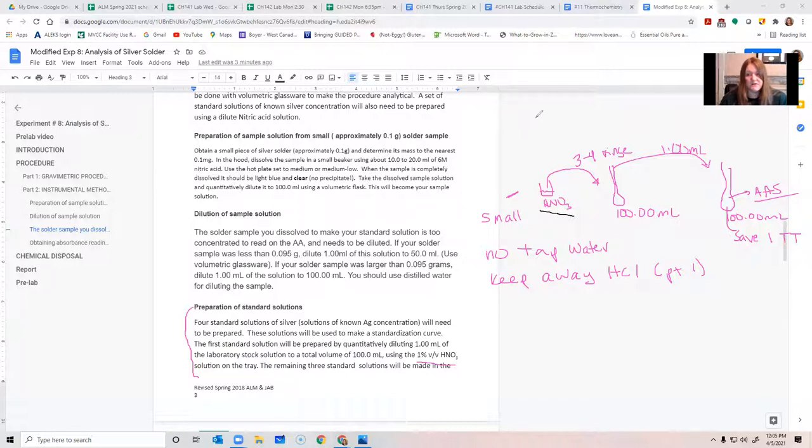It's either going to be 1 milliliter, 2 milliliter, 3 milliliter, or 4 milliliter dilution. And then you're going to share the data as a whole class. Okay. So at the end, you'll have a solid you're going to weigh out in week 12. You're going to have one test tube of your unknown solder solution that has been diluted twice. And you're going to have one test tube of your known solution that you're assigned, okay? That's the experiment. And then in week 12, you'll come back and finish it up, okay?